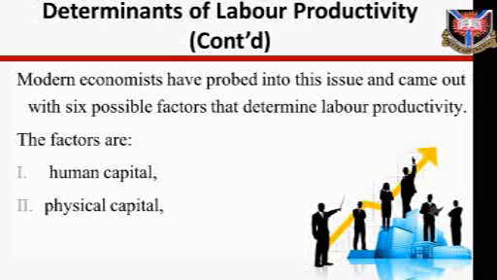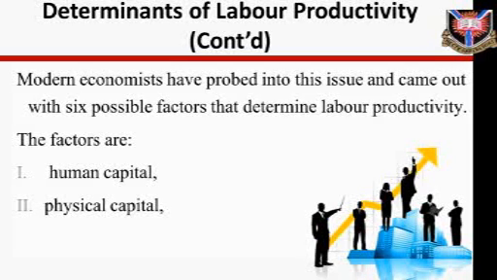Modern economists have probed into this issue and come out with six possible factors that determine labor productivity. The factors are human capital, physical capital, land and other natural resources, technology, entrepreneurship and management, and political and legal environment. Human capital. Human capital comprises talents, education, training, and skills. Workers with a large stock of human capital appear to be more productive than workers with less.